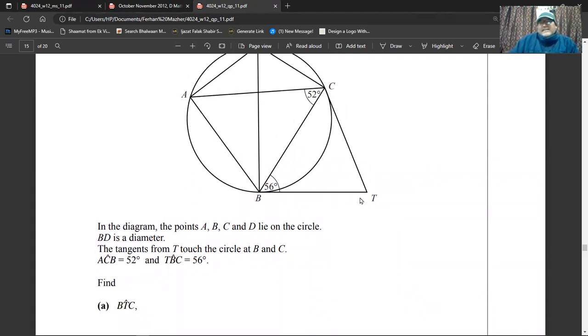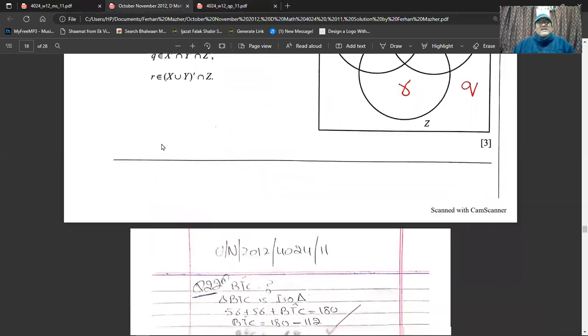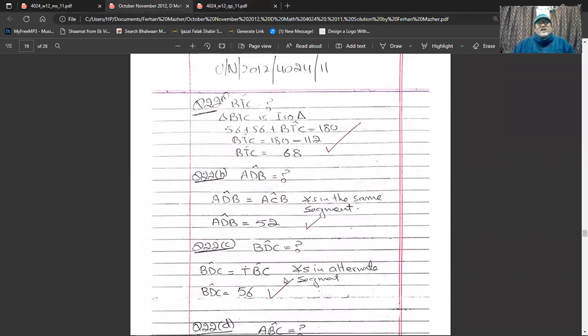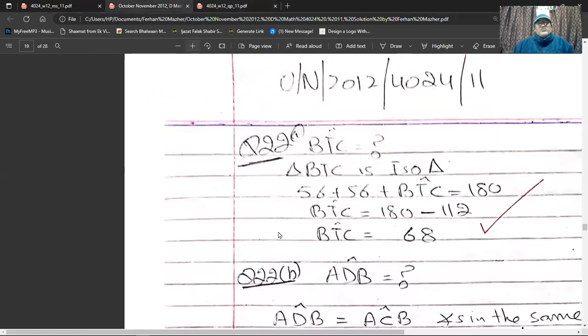That's the property of tangents. The tangents coming from the same external point to the same circle are equal in length. So the BT length and the TC length are equal to each other. So this triangle BCT is an isosceles triangle. So this and this will be the base angles. So this is 56, this is 56, and this is the question. So 56 plus 56 plus BTC will be equal to 180 because it's an isosceles triangle. So let me show you.